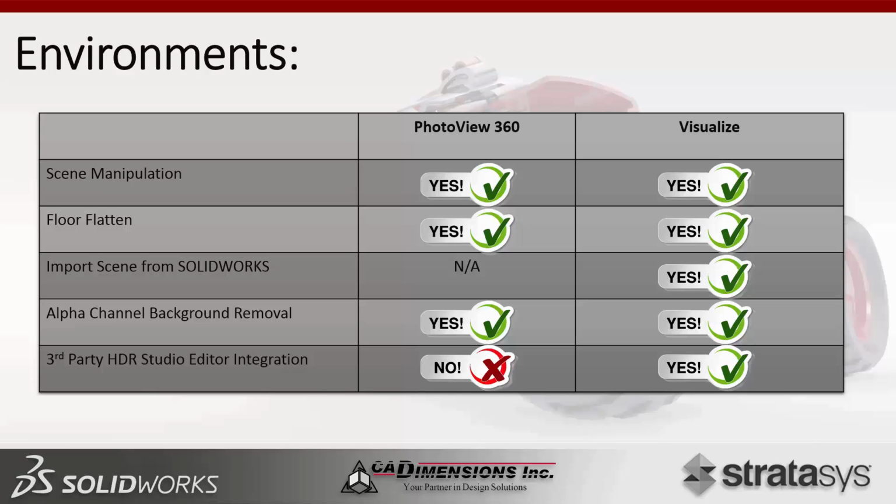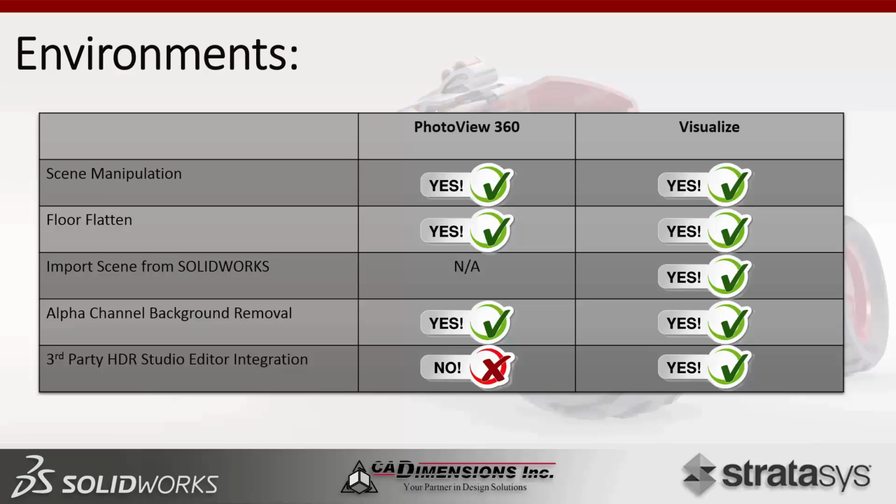The ability to bring in a scene from SolidWorks: obviously in PhotoView360 this doesn't apply because we're already in SolidWorks, so PhotoView360 is just referencing that. In Visualize, you do have the ability to pull that in if you want to. You can choose not to and just use the native Visualize environments, but you can also pull those in from SolidWorks. So if you really like the way things are looking in SolidWorks, you can choose to pull that into Visualize as well.